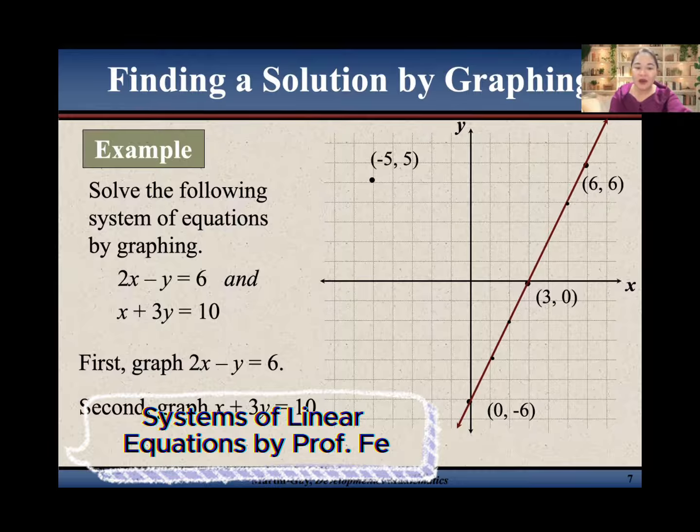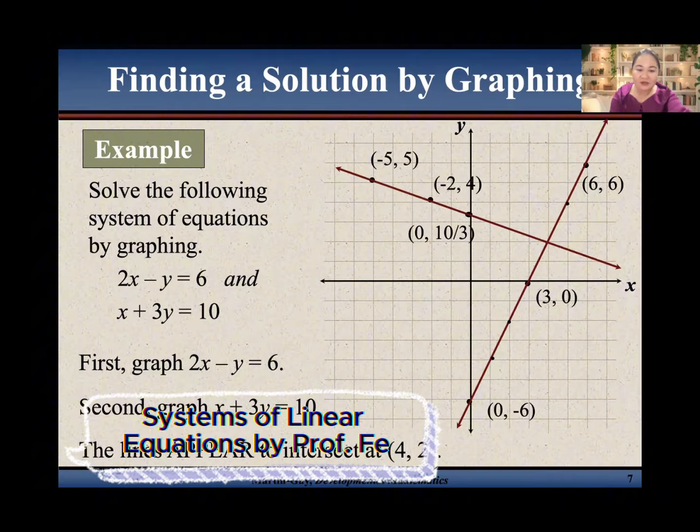For the second graph, you can let x be 0 here. We have the points (-5, 5) and (-2, 4) that satisfy the given equation. If x is 0, y is 10 over 3, which you can estimate. If y is 0, it will not pass through the coordinates neatly. So the lines appear to intersect at (4, 2).